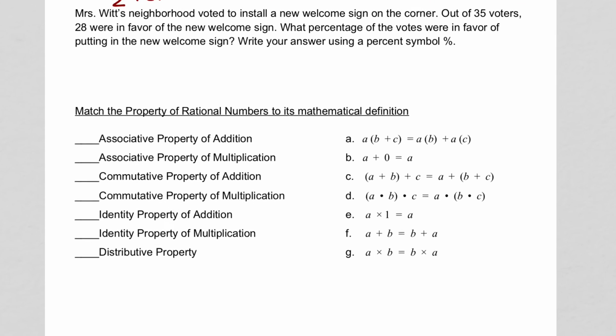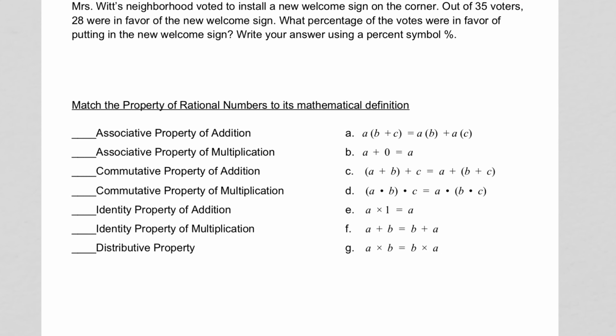All right, Mrs. Witt's neighborhood voted to install a new welcome sign on the corner. Out of 35 voters, 28 were in favor of the new welcome sign. What percentage of the votes were in favor of putting the new welcome sign? Write your answer using the percent symbol. So 28 in favor out of a total 35. Okay, well, that's easy peasy.